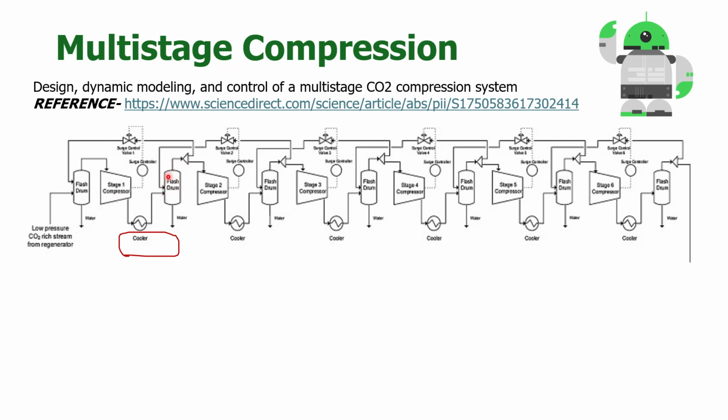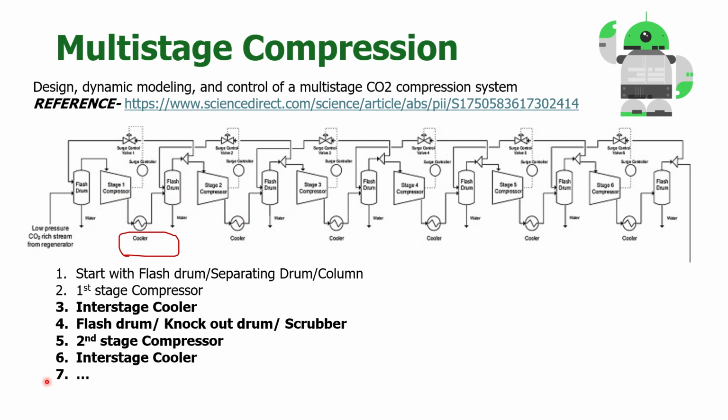So after the flash drum, you send it again to the stage compressor, then cool down, then again separation, then again compression, then cool down, separation. It is the same mechanism for all staged compressors. It depends on how much pressure you need at the end of the process and how much you need to increase in each stage of compression.